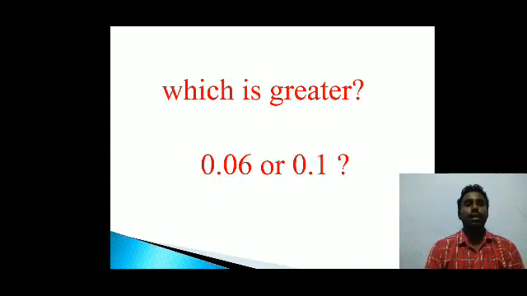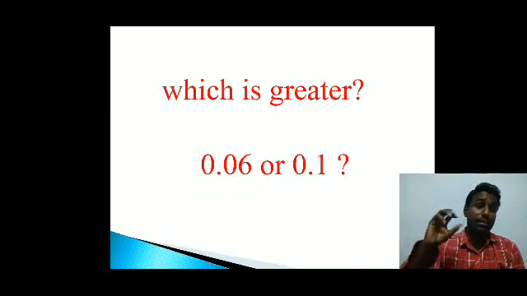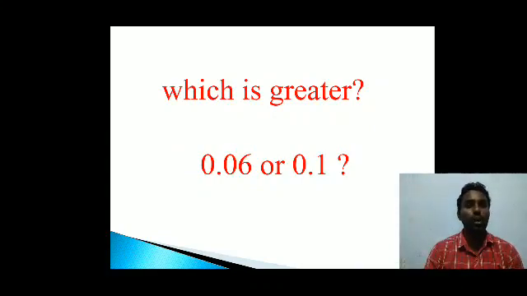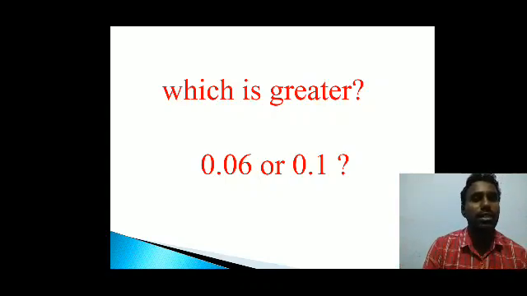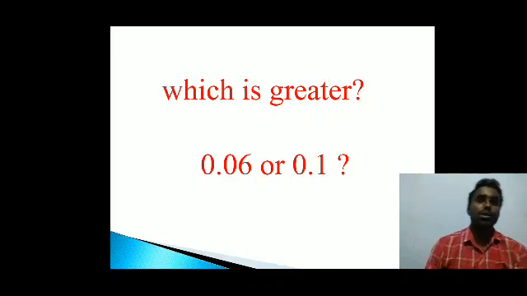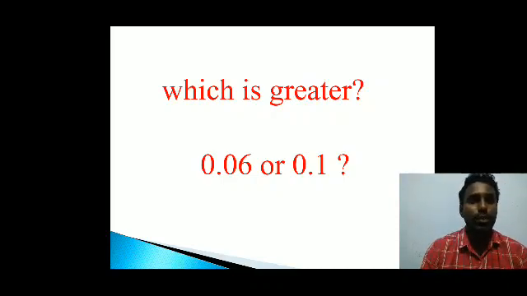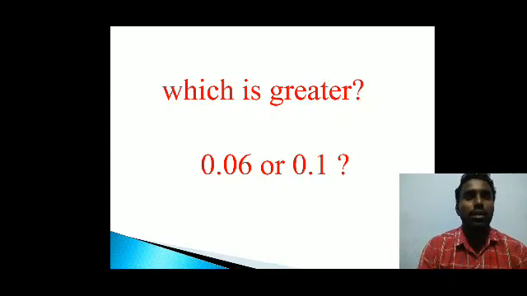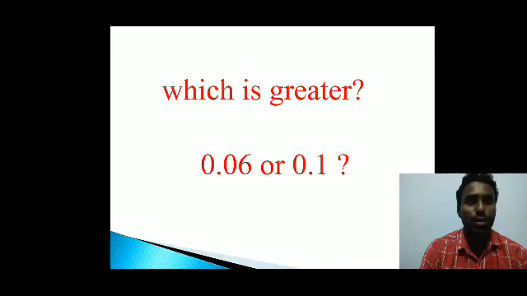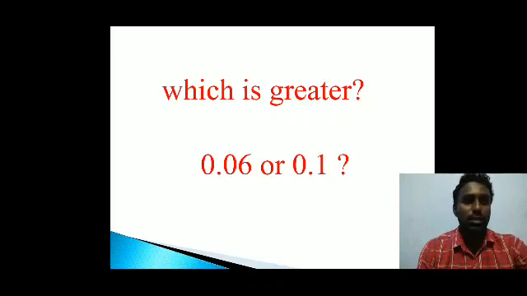Now, in the fraction chapter, you know how to compare fractions, whether proper fractions or improper fractions. But what about decimals? How can we compare them, and how can we predict which one is greater and which one is smaller? Anyway, the first sum: which is greater, 0.06 or 0.1? Shall we go and see the solution?